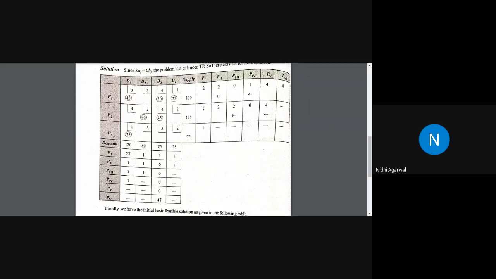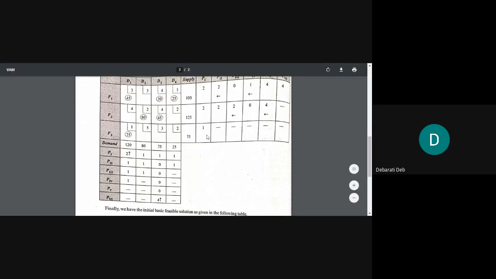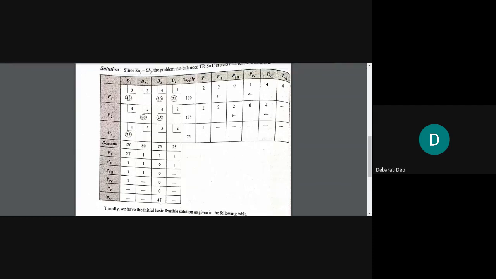Ma'am, we need to find the difference between the lowest cost and then the second lowest cost. Yes, we have to find the differences between the least cost and the second least cost. That means the lowest cost and the second lowest cost for both the rows as well as the columns, right? So in first allocation, you will not write a table like the one you are seeing on the screen. I'm telling you again and again, do not make a table like that, but you will make allocations.